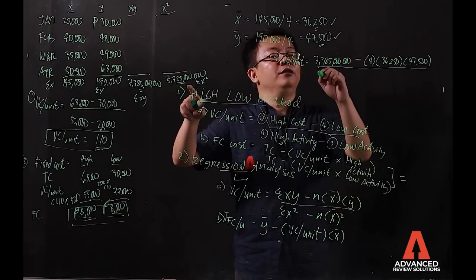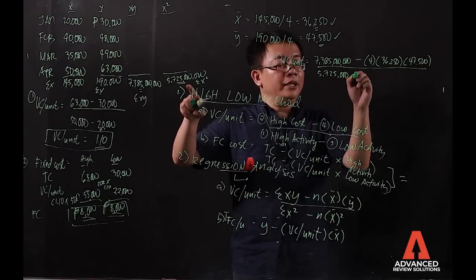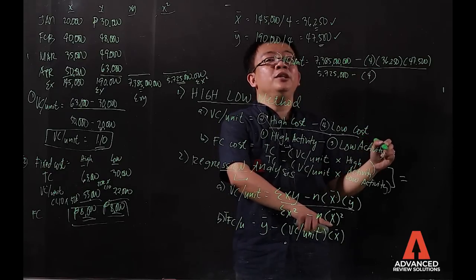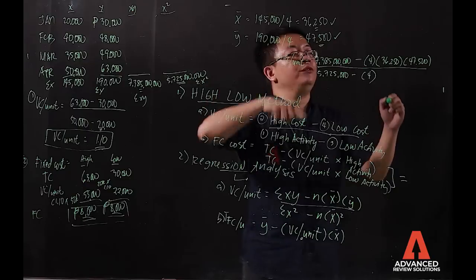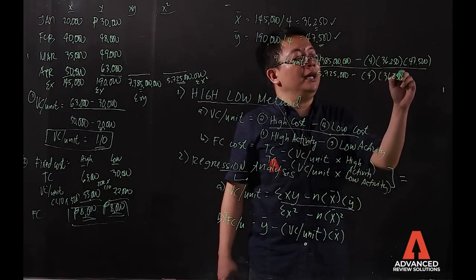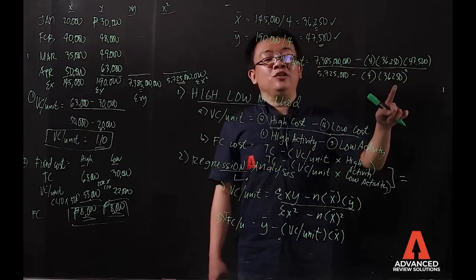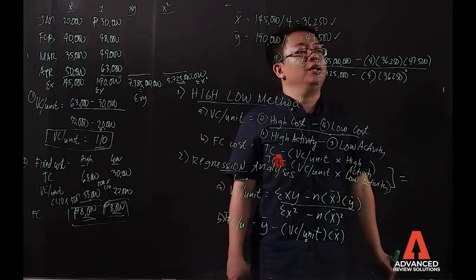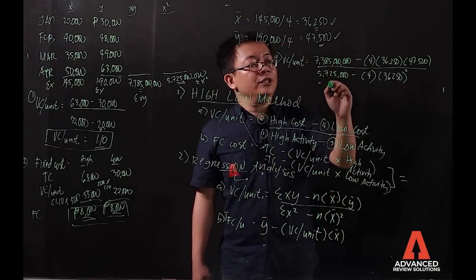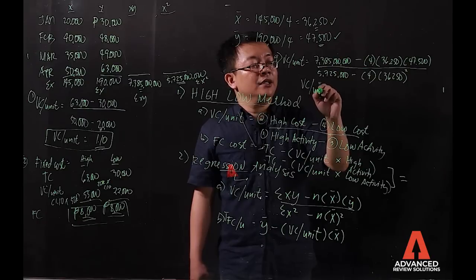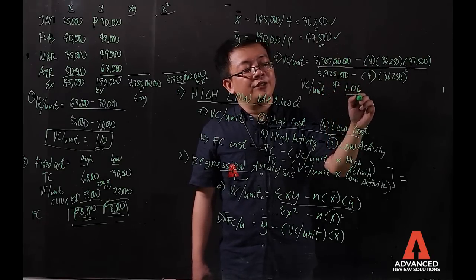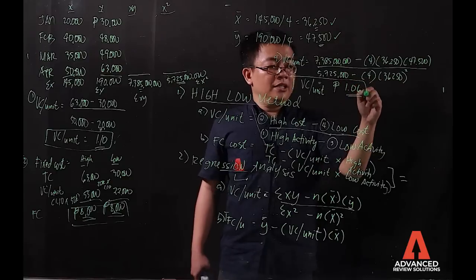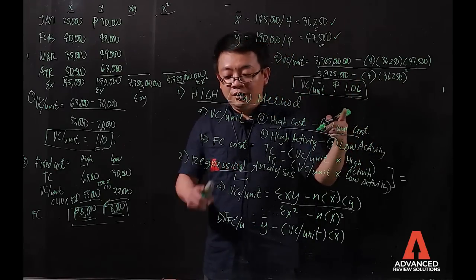That is 5,725, minus N, of course still 4, times average of X squared. So we do this first: 36,250, twice, meaning you multiply it by itself. If you compute for this, how much now would be your variable cost per unit? Compute it. Very good. The variable cost per unit here is basically 1.06. Are you correct? Take note: in the high-low method, the answer is 1.10. In the regression analysis, the answer is 1.06.